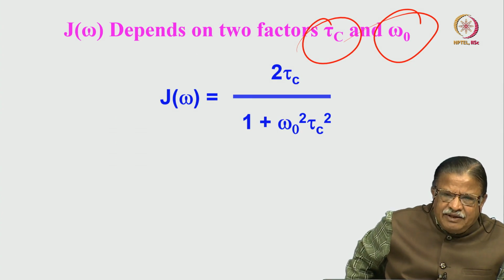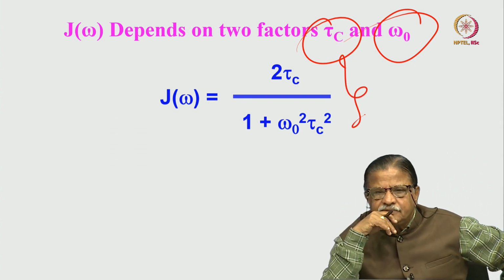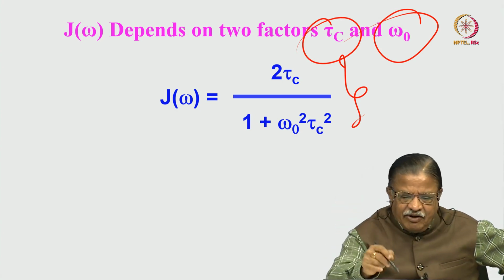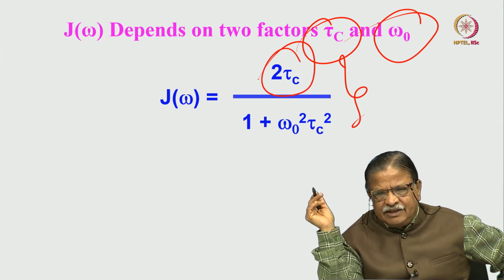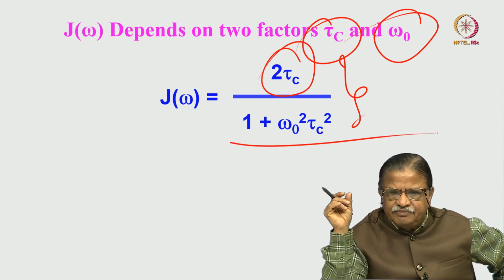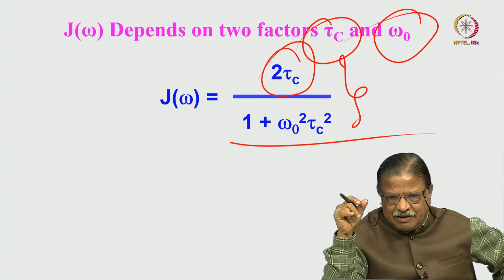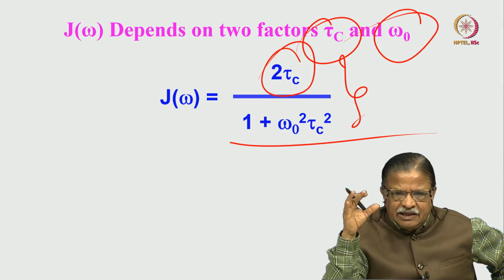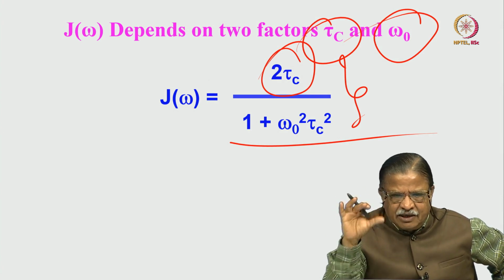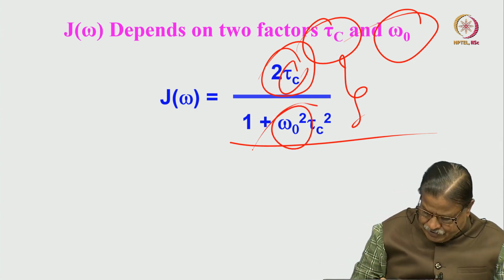So basically there is an expression for the spectral density function, which is given like this. It is simply J of omega equals twice the correlation time, times 1 over 1 plus omega squared tau c squared. This expression has been derived. I am not going into the details of the mathematics because it will take enormous time. That is not the important thing. You should know that the spectral density function depends upon the correlation time and the spectrometer frequency, the Larmor frequency.